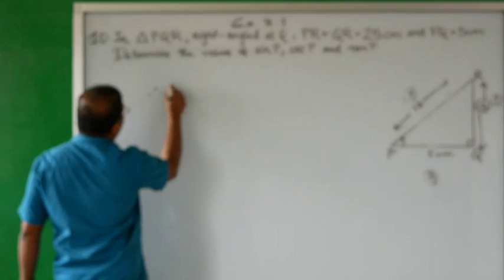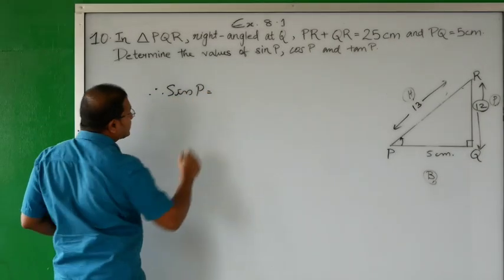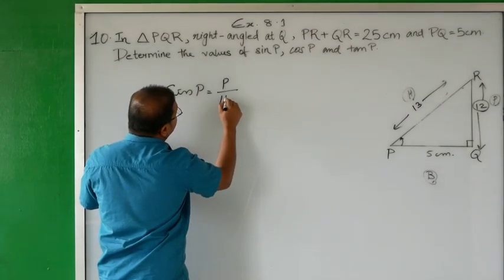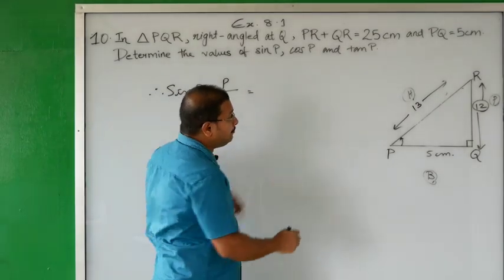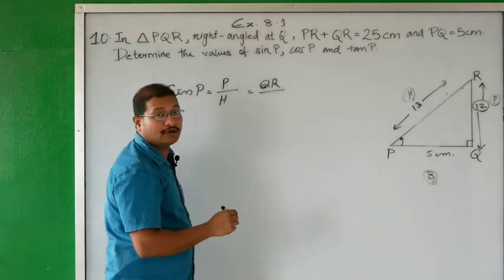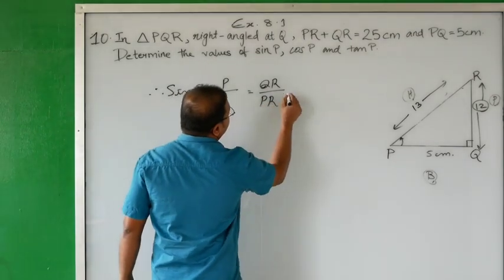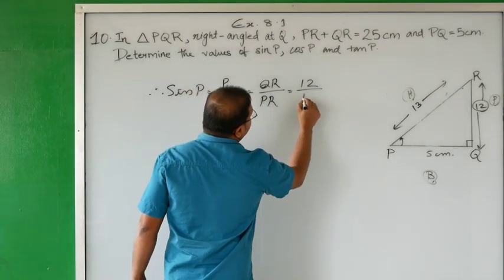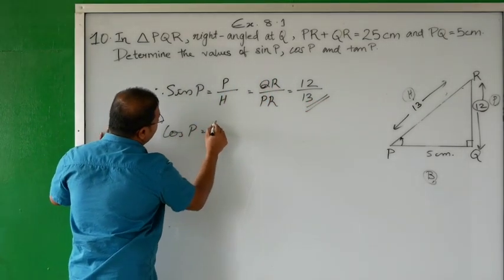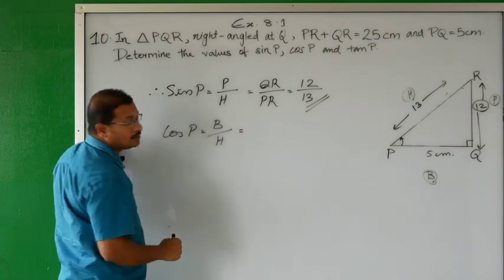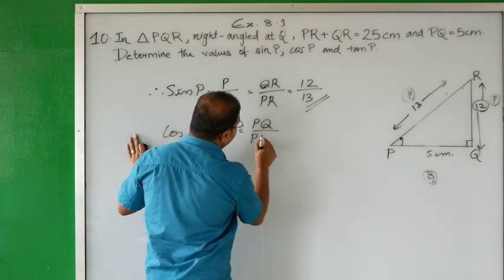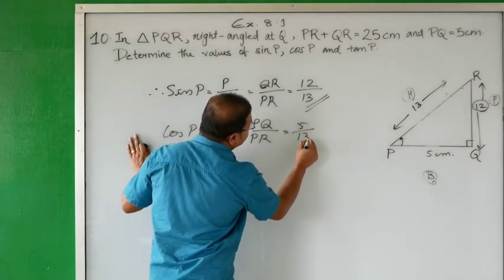Sin P. Therefore, sin P equals sin theta is what? Perpendicular by hypotenuse. Perpendicular according to this diagram. QR. QR by hypotenuse PR equals 12 by 13. Now the next one, cos P. Cos P means base by hypotenuse. Base is what? Base is PQ by hypotenuse PR equals 5 by 13.